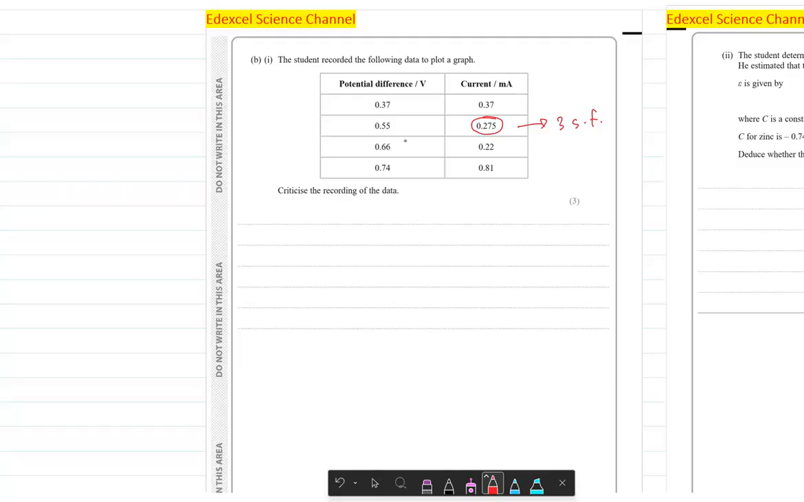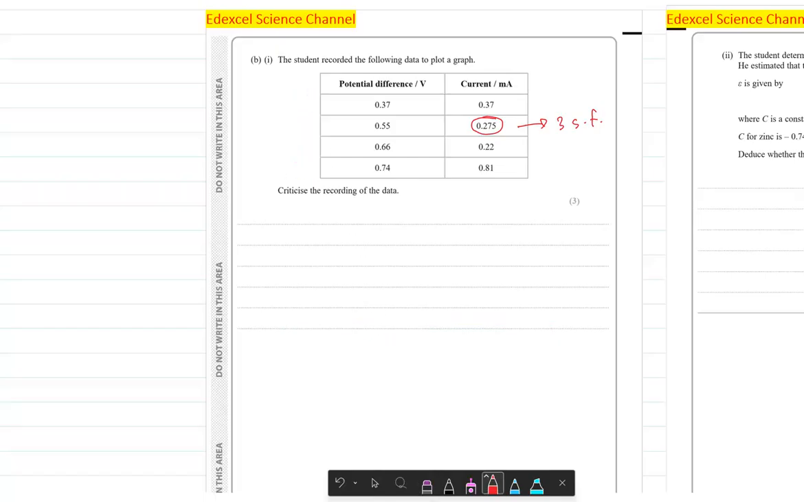Another thing that I notice is that this data doesn't show any proof of repeat readings. So what the student might have done is that when he found that the potential difference is 0.37, he took the current value and then he moved on. He didn't take multiple readings and then take a mean value. And then he only took four sets of data to plot a graph. Four sets will produce a pattern, but it is still incomplete. It is not enough.